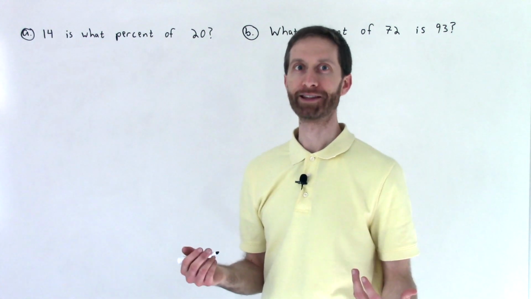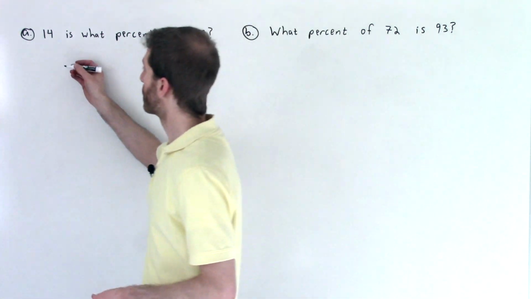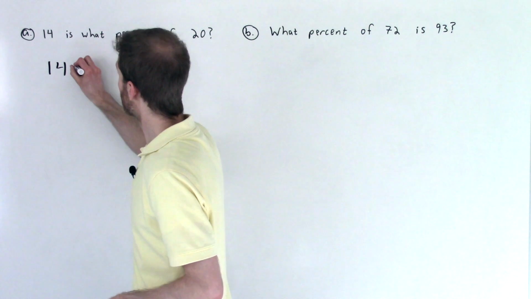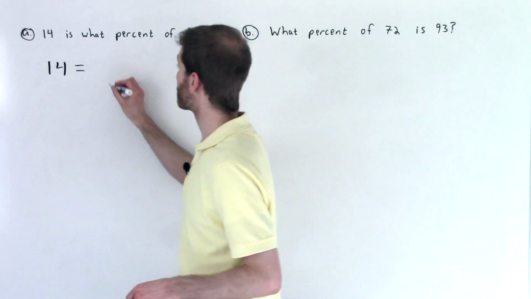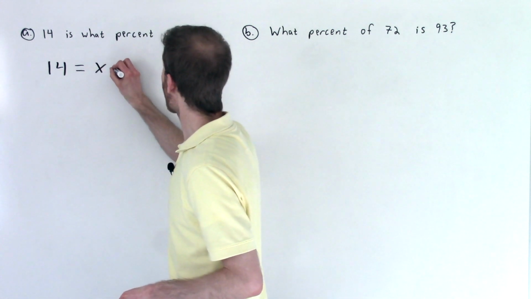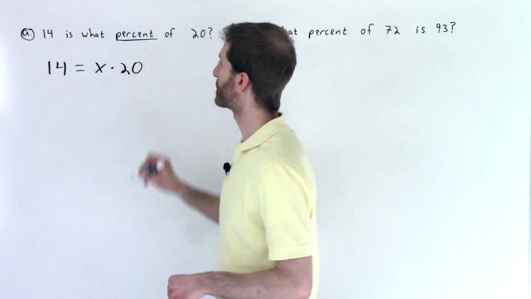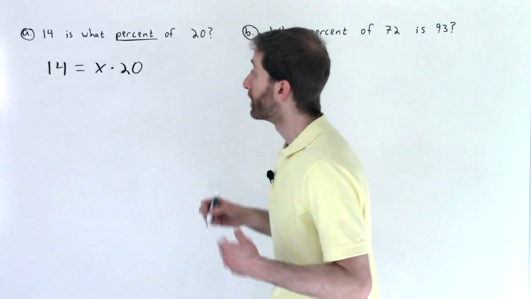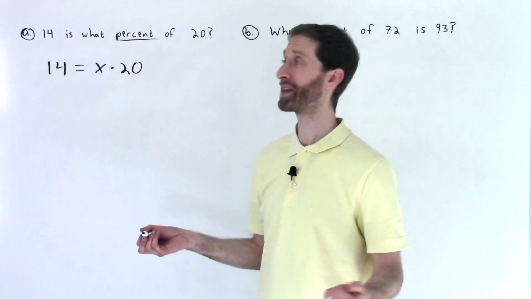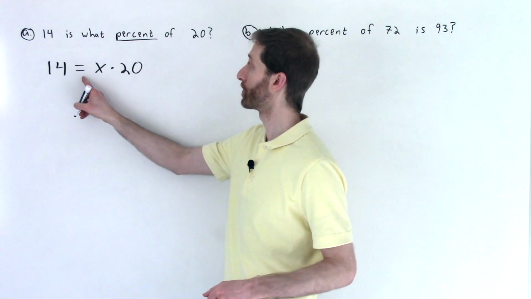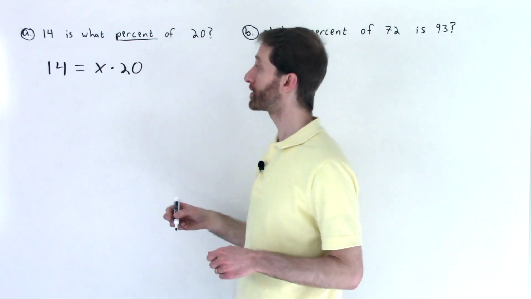So I translate this as I read it. So 14 is, meaning 14 equals. So I got 14 equals what percent? Well, that would be an unknown amount. So equals x times 20. Now notice that our final answer is going to be a percentage. That's going to be important in a little bit. So all we need to do now is solve out that equation. That's it. It's as simple as that. So 14 is means equals. What percent of means multiplication of 20.